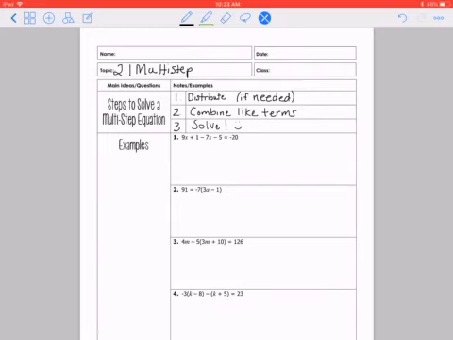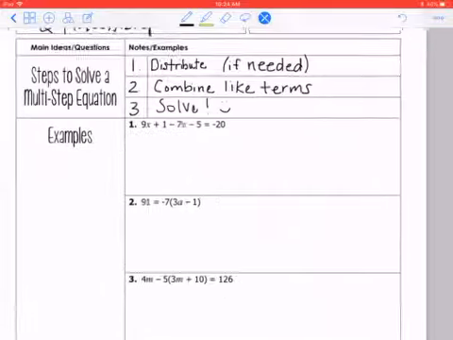At the top I have the steps to solve. It says distribute if needed. Second step is to combine like terms, and then the third step is to isolate the variable and actually solve to get an answer. So I'm going to do a few of the examples, and then I ask that you guys finish them before tomorrow. Finish the rest. Okay, so we're going to start with something pretty easy like number 1.